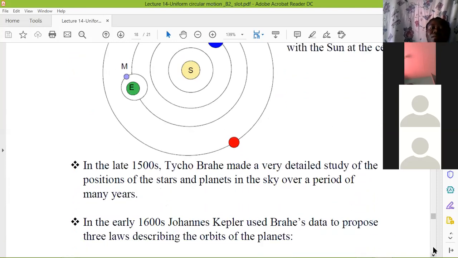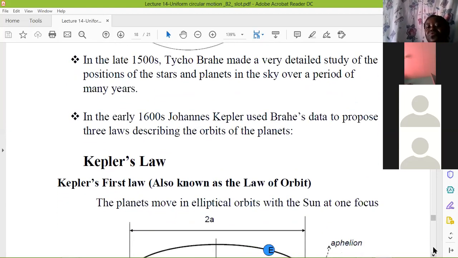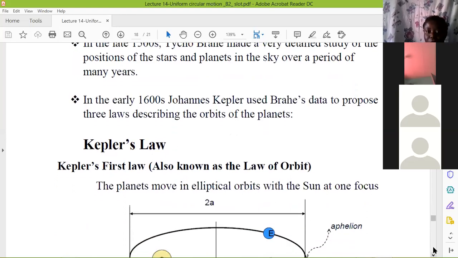Okay, but later on, Kepler used the data and proposed three laws describing the orbits of the planets. Remember, in the 15th century he said that it revolves with the sun being at the center, and this one detailed the study of the positions. He studied the positions of the stars and the planets in the sky over a period of many years.